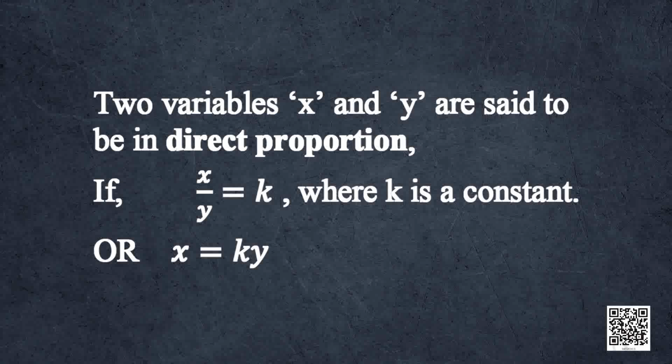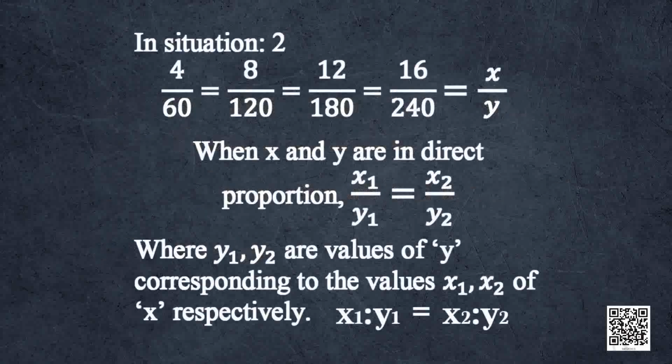As we have seen, the ratios 4 by 60, 8 by 120, 12 by 180 and 16 by 240 are equal in situation 2, where 60, 120, 180 and 240 are the distance travelled, that is the y value, corresponding to the amount of petrol, that is 4, 8, 12 and 16 liters respectively, which is the x value.